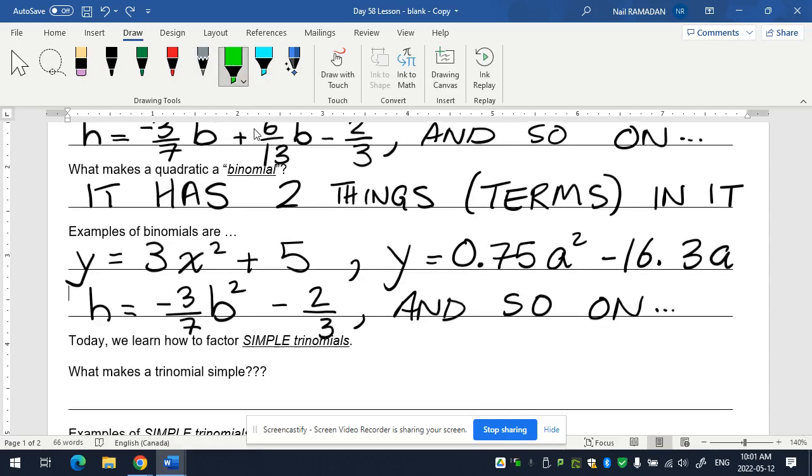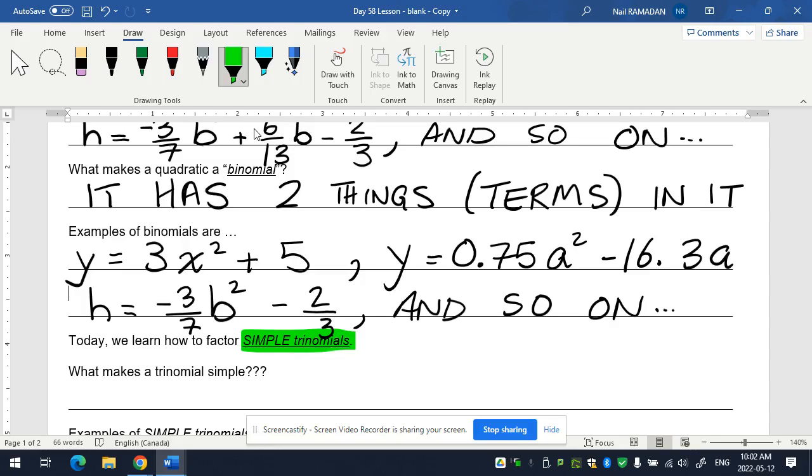Okay. So today we learn how to factor a simple trinomial. What makes a trinomial simple? One thing. The first number in it has to be a 1. If you see a quadratic with 3 terms where the first number before the x squared is a solid 1, we call that a simple trinomial. If the number is anything other than 1, even if it's just a negative 1, you can't call it simple. 1 is the only number that makes it a simple trinomial.